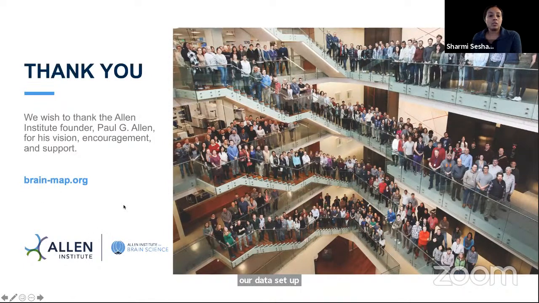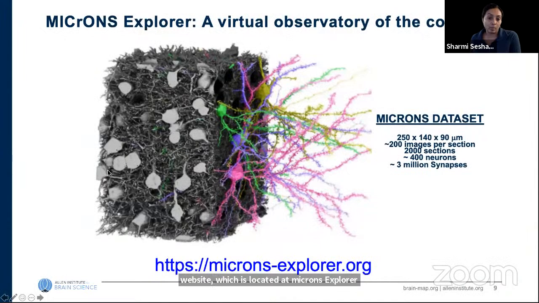This will take you to the MICrONS Explorer website, which is located at micronsexplorer.org. Just a quick recap that this dataset is 250 by 140 by 90 microns of mostly layer 2-3 of the mouse cortex, and it contains about 2,000 sections and about 3 million synapses. Let's now see how we can actually get our hands on it.